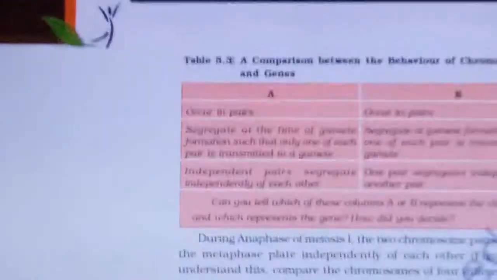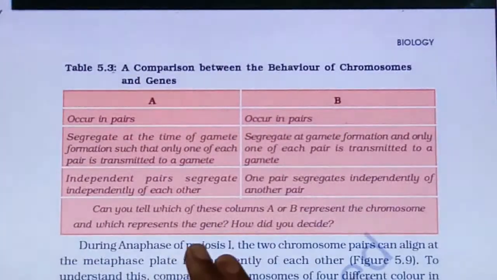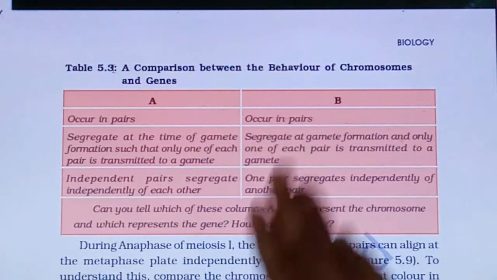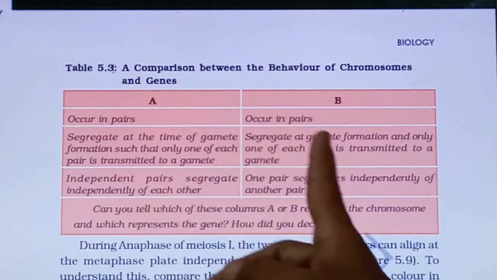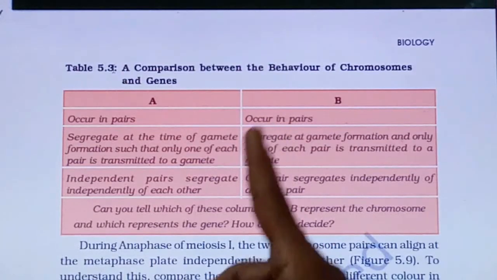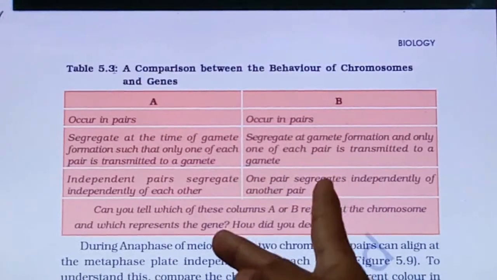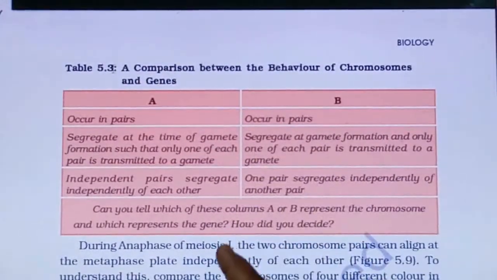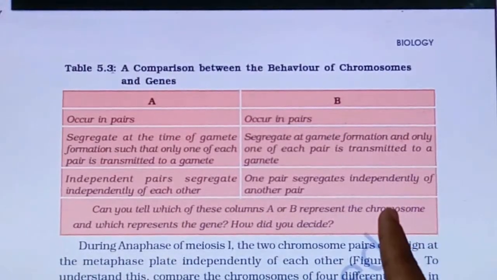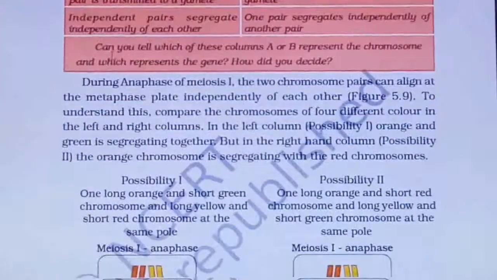Next, see page number 82. This table is given where you have to identify which column explains gene and which column explains chromosome. With the help of this table you will get an idea of the difference between the gene and the chromosome. Both show the same behavior, because genes are present on the chromosome. Whatever the chromosomal behavior is, the genes' behavior is the same.